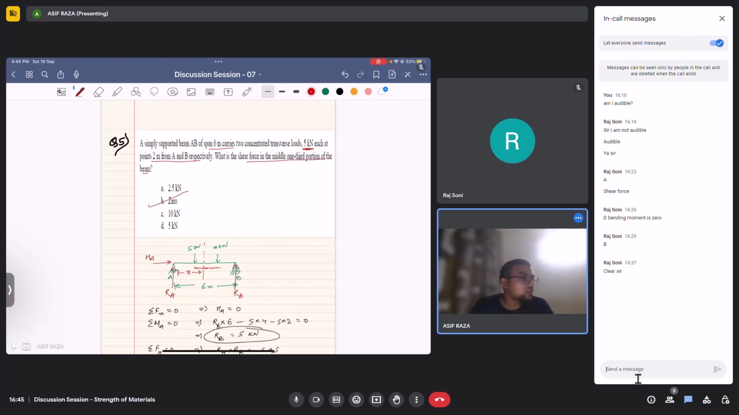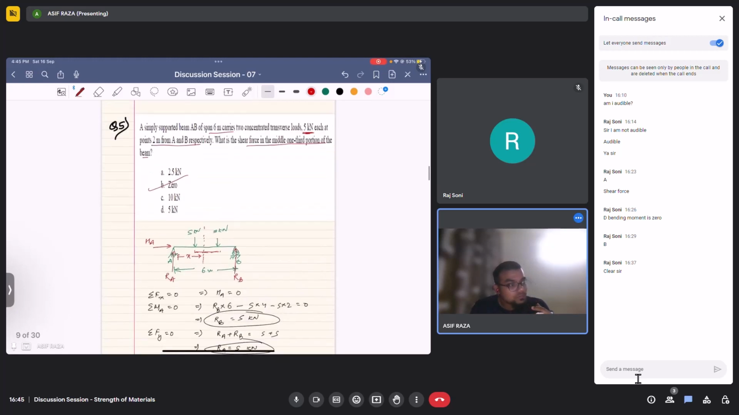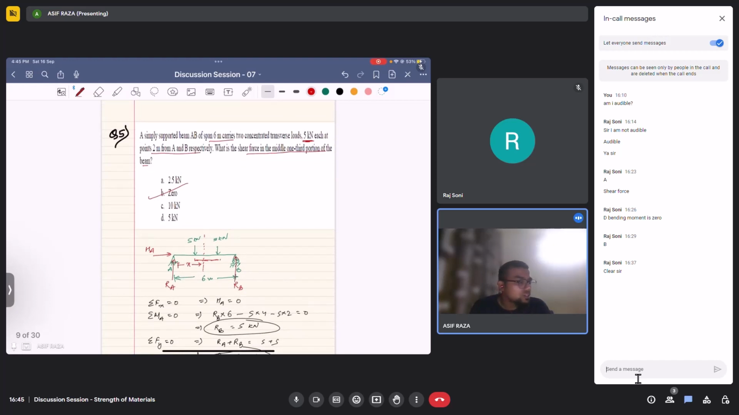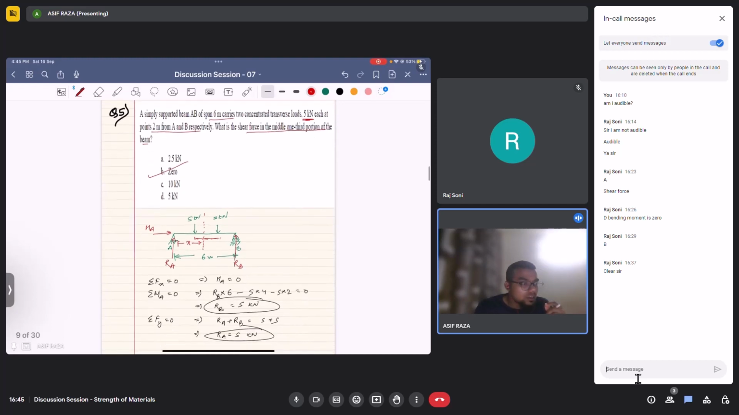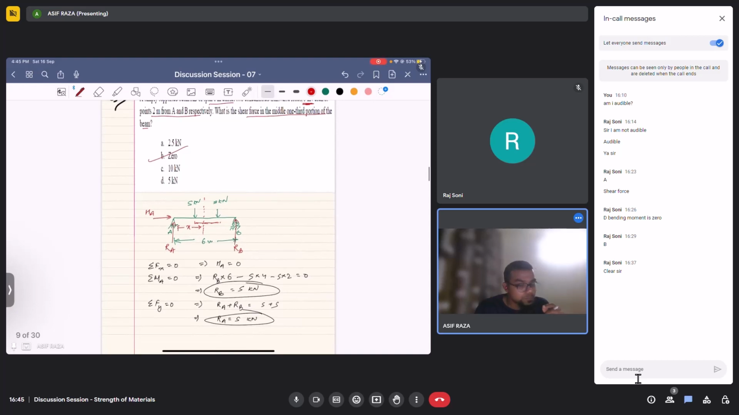If the question had been, what is the shear force in the left or right one third of it, it would be 5 kilonewton. Okay, the magnitude is 5 kilonewton. So then the option would have been option D, but in the current case it would be option B, 0. Okay, moving on to the next question now.